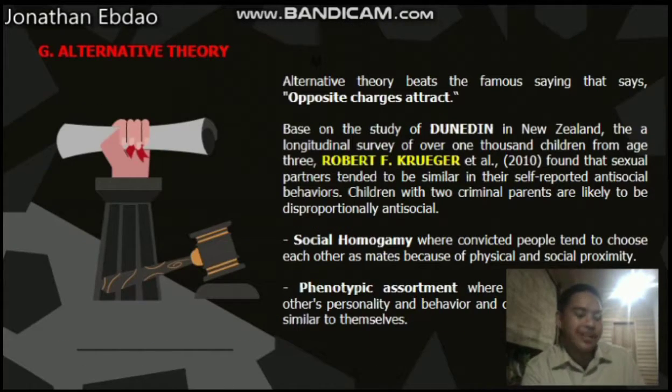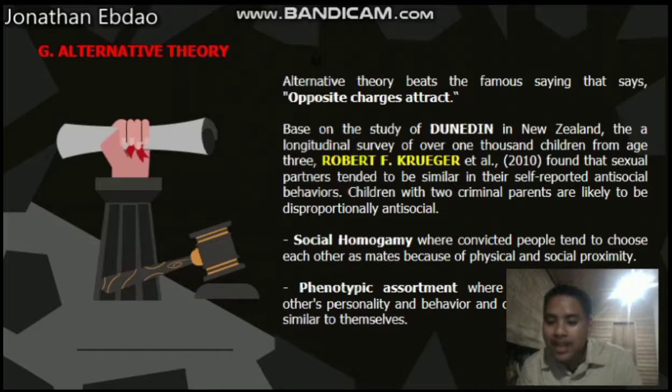The next one is the alternative theory. Alternative theory bears out the famous saying that opposites attract. Based on the Dunedin study in New Zealand, a longitudinal survey of over 1,000 children from age 3, Robert F. Krueger et al. in 2010 found that sexual partners tended to be similar in their reported antisocial behaviors. Children with criminal parents are likely to be disproportionately antisocial.